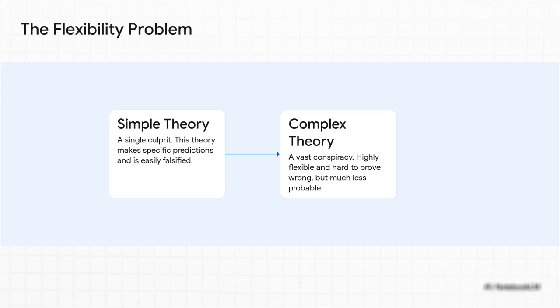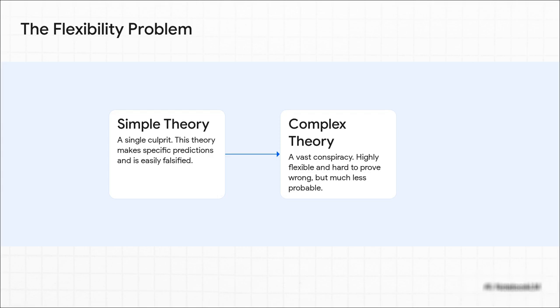But what about the complex theory? A giant conspiracy involving 83 people. That is incredibly flexible. No matter what the evidence is, you can just adjust the story, right? Oh, that person was the lookout, this one created a distraction. It can be twisted to fit anything, which makes it nearly impossible to prove wrong, and, as it turns out, much less probable.